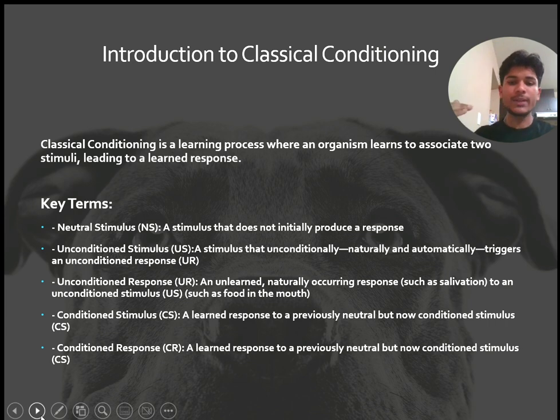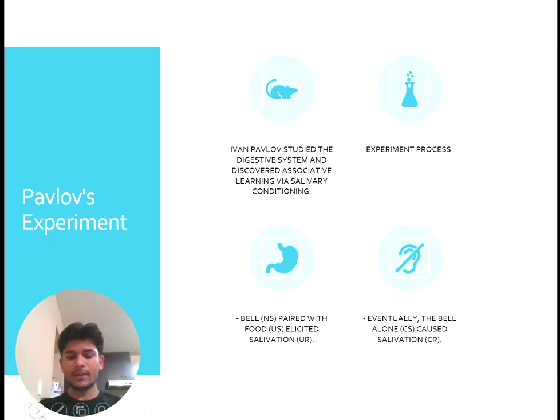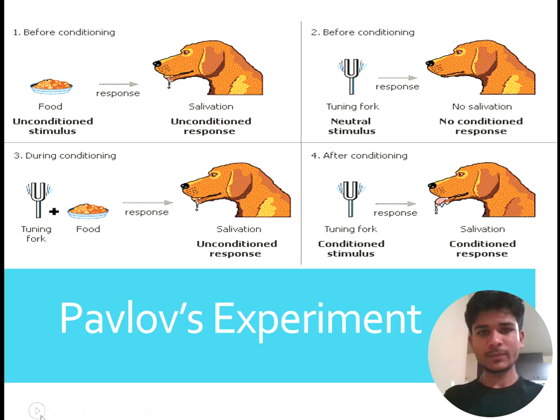Now, moving forward towards our main agenda, Pavlov's experiment. In his experiment, Pavlov used a dog, a bell, and food. With all these things, he studied the digestive system and discovered associative learning through salivary conditioning. So let's start Pavlov's experiment. We are clear with our key terms.